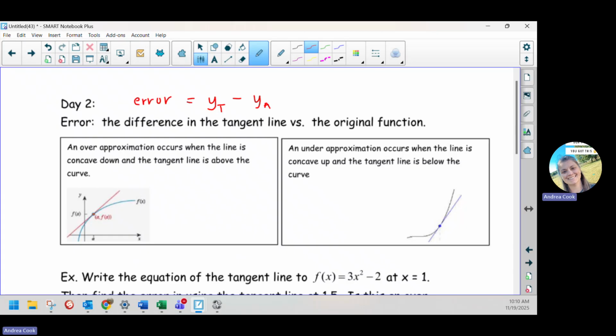Okay, sometimes they ask for percent error. If they ask you for your percent error, that is equal to the error over the original. So we might need that later.